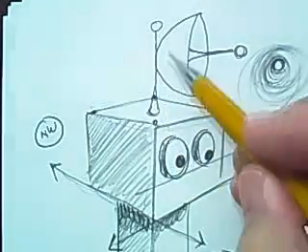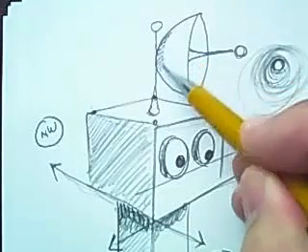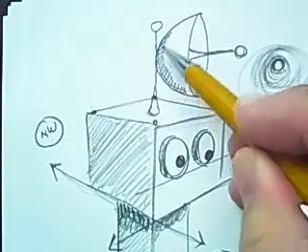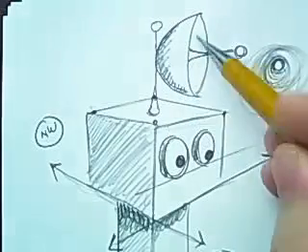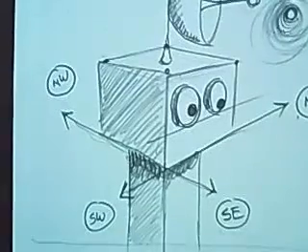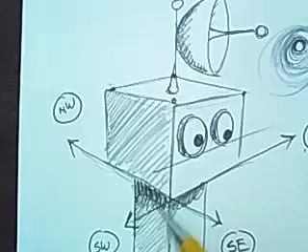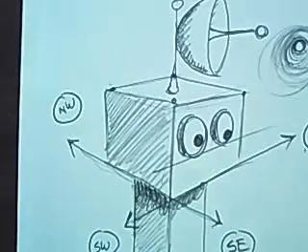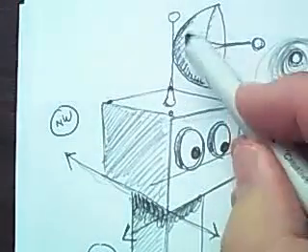So the sun's over here, so let's shade opposite here. Do you guys love this robot so far? Do you love this little robot guy, right? That's cool. Now watch. I'm going to blend the shading on this one, on the curve. See, I'm going to use my stomp.